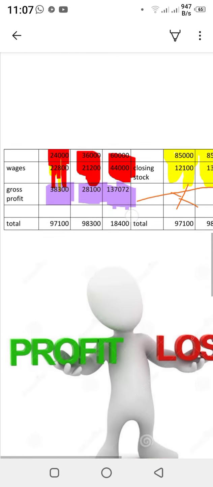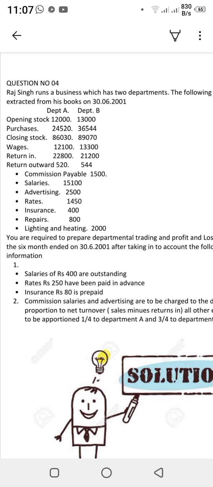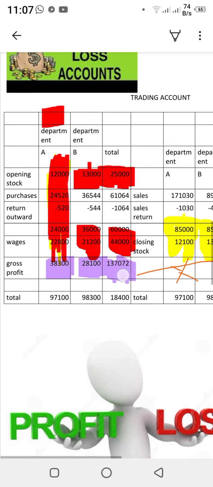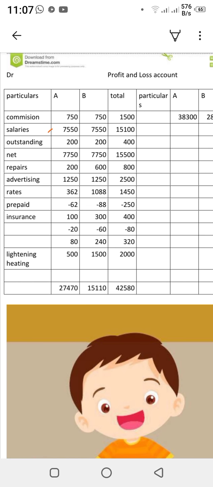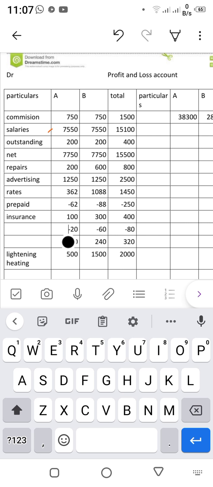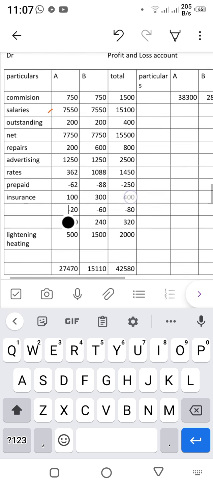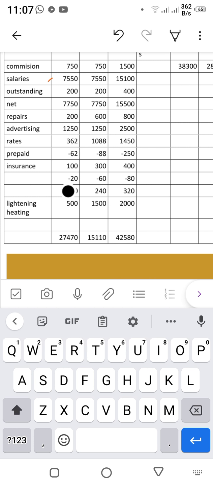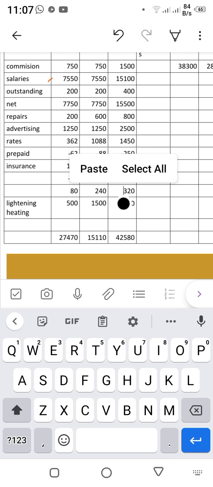Next one is insurance, 400, and the same 80 prepaid. So 400 will be distributed in a proportion of 3/4 and 1/4, and the same proportion will be applied to prepaid, and it will be deducted. We have already discussed in detail why prepaid will be deducted and why outstanding will be added, and you can see the deduction is written in the same column and we have the net amount. There is no need to prepare a separate column.